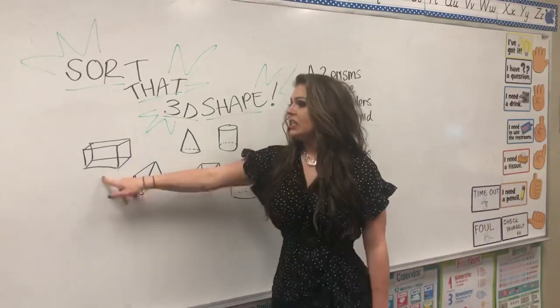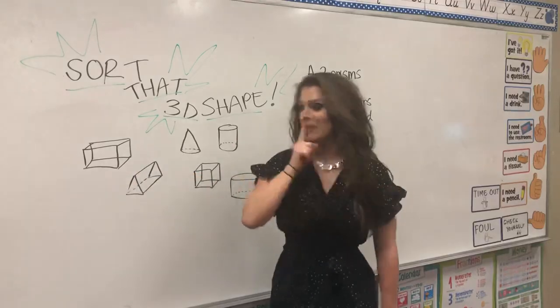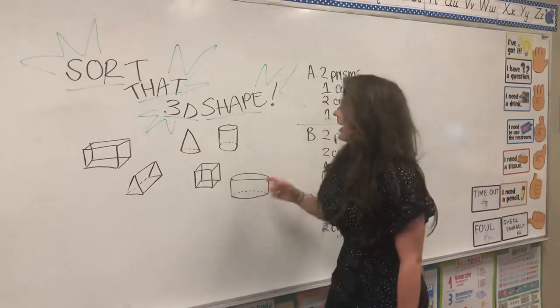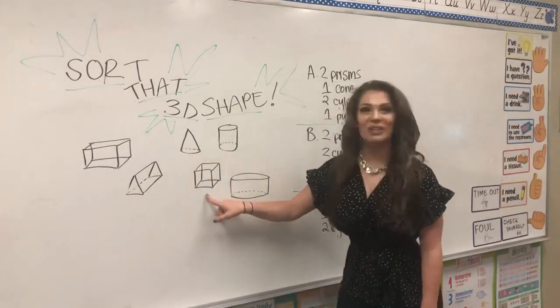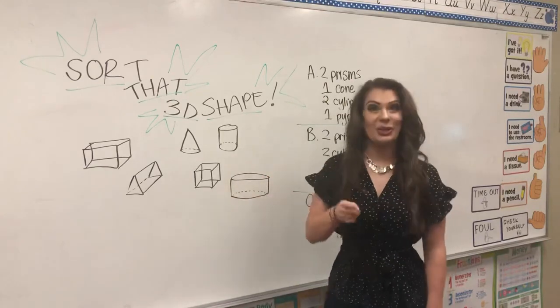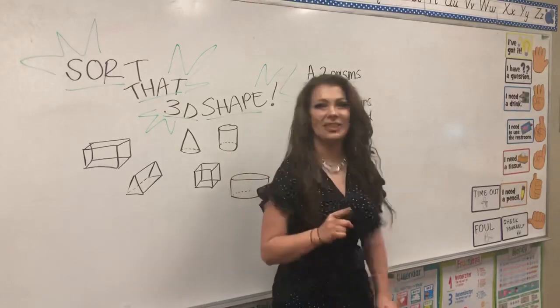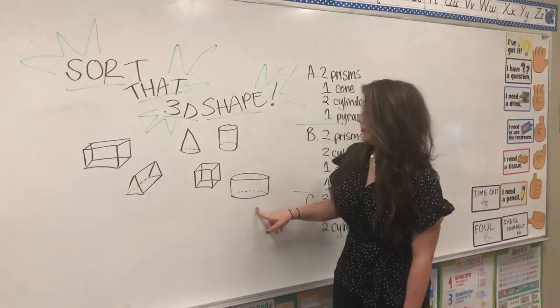Ooh, what's this one called? Rectangular prism. And this one? Triangular prism. How about this one? That's a cone. And this one? A cube. And what about this one? Ooh, that's a cylinder.